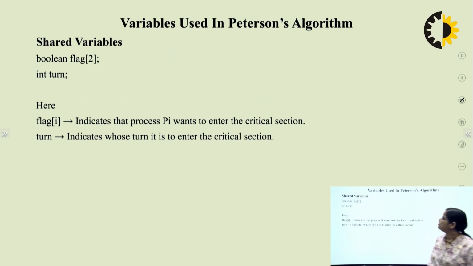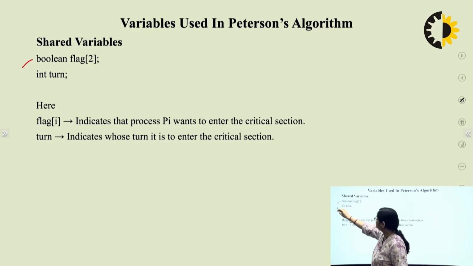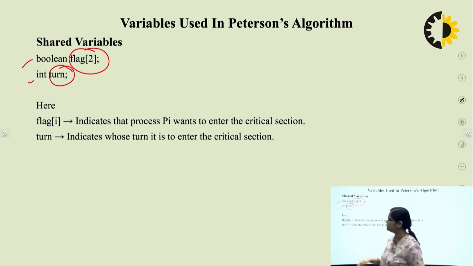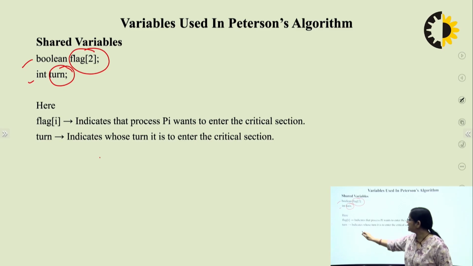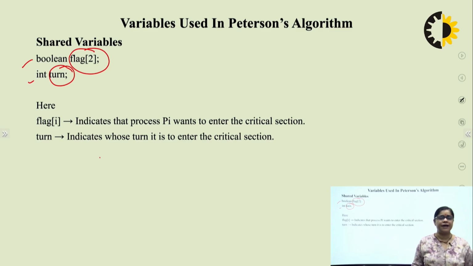Right now, when I am discussing the variables used in the Peterson algorithm, it means that we are using two variables, that is Boolean flag[2] and the int turn. If you see, flag and turn. Flag will indicate which process wants to enter the critical section, and turn will indicate whose turn it is to enter the critical section. That is what we are saying, okay.